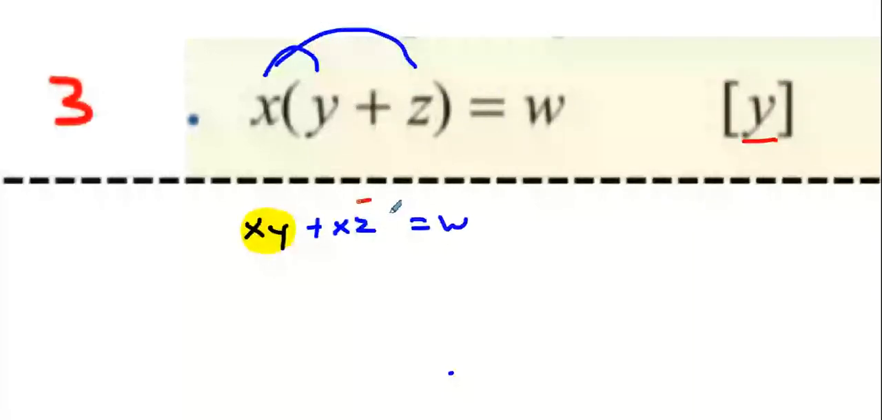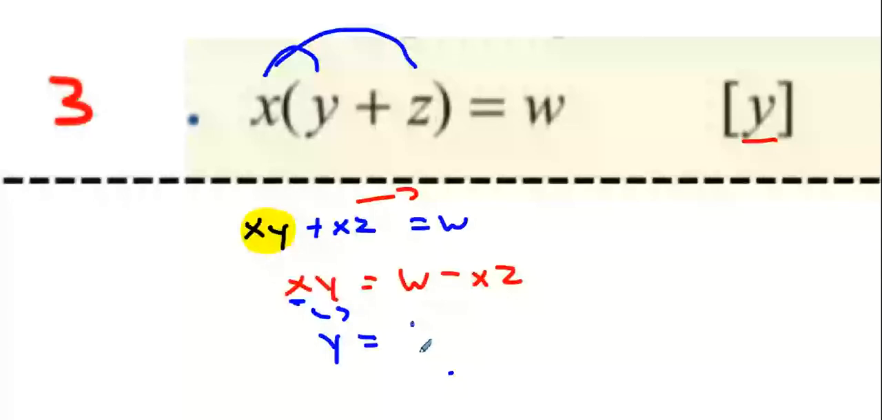What we can do is bring the xz over to the other side, and that will leave the xy on its own. When plus xz is on the left, when it moves to the right, it becomes minus xz. Next thing is we want the y on its own. x is being multiplied by the y on the left hand side. This must mean it has to turn into division when it goes on the right hand side. Okay, w minus xz all over x. Okay, that's a good job.